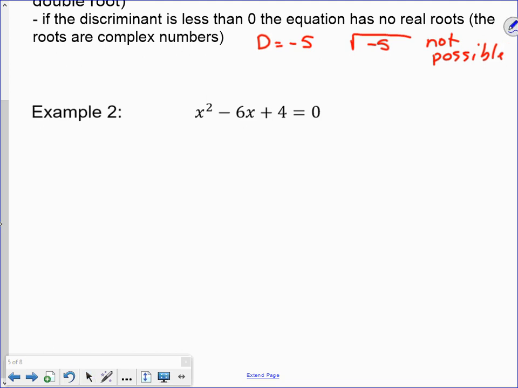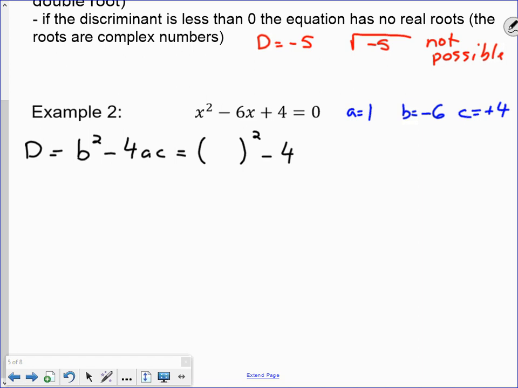First thing we're going to do is pull out our values of a, b, and c. A is equal to 1, b is equal to negative 6, and c is equal to positive 4. So first thing I'm going to do is calculate b squared minus 4ac. I'm going to do that just like I did in the last one, with substitution. So we're going to have b squared minus 4 times a times c. Just sub in b, a, and c.